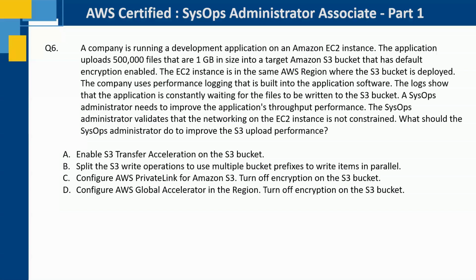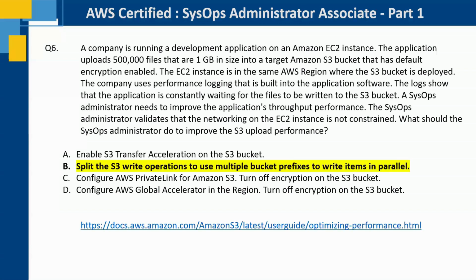Now friends, Amazon S3 scales performance based on object key names, which are prefixes. When many objects are written to a single prefix, performance can become a bottleneck. By splitting writes across multiple prefixes, S3 parallelizes operations across partitions in the backend, increasing throughput. Go through the link on your screen to understand the best practices for optimizing Amazon S3 performance.